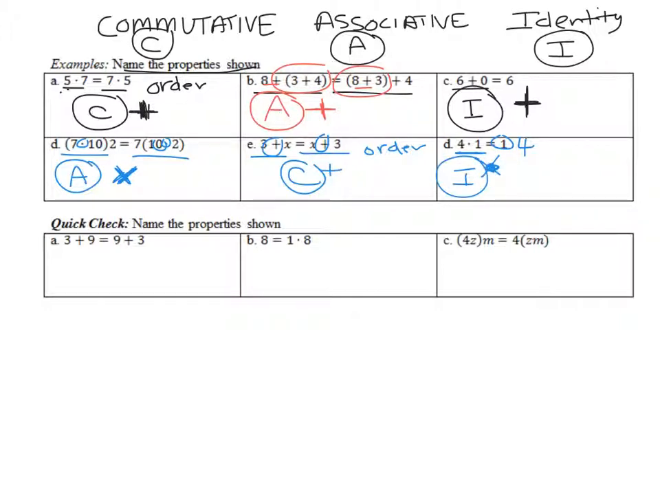Okay, now let's check some more. What am I doing with 3 plus 9 and 9 plus 3? I'm changing the order. So when I change the order, it's the commutative property of addition. 8 equals 1 times 8. I'm multiplying by 1, so it's the identity property of multiplication. And C, I'm changing the parentheses. So that's the associative property of multiplication.